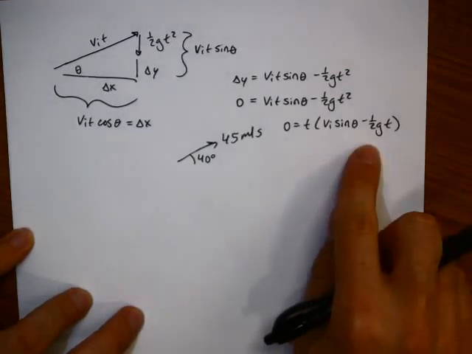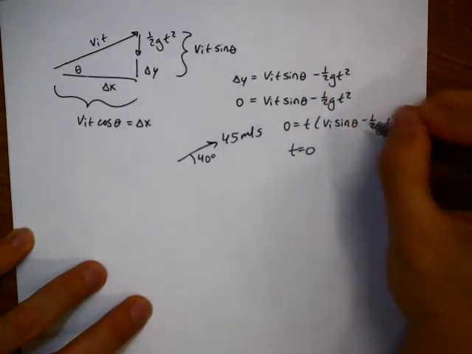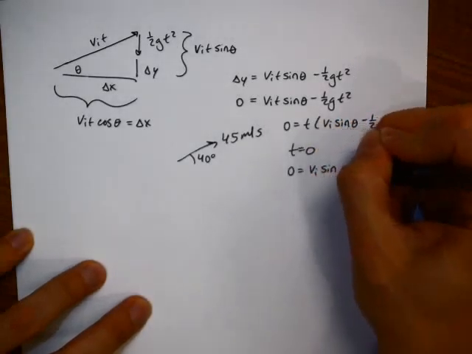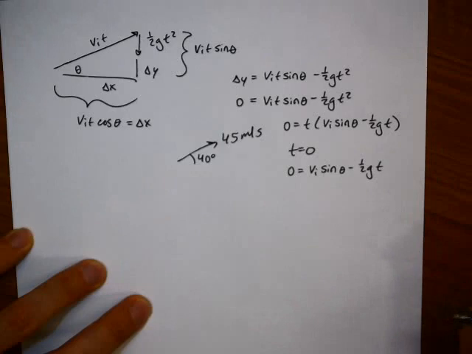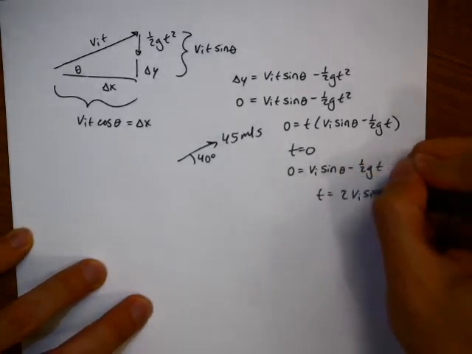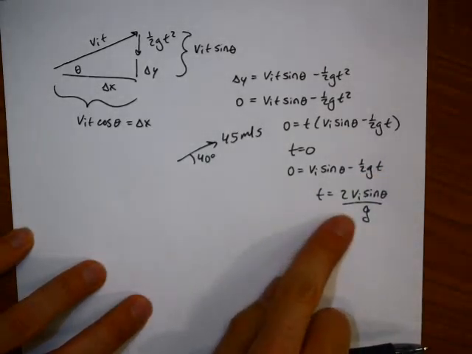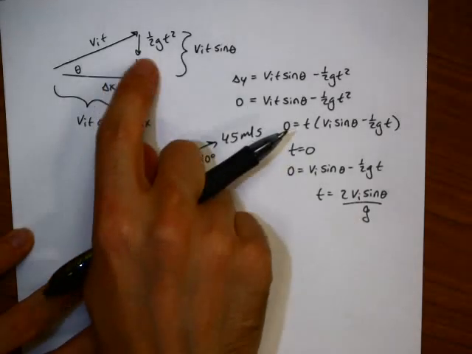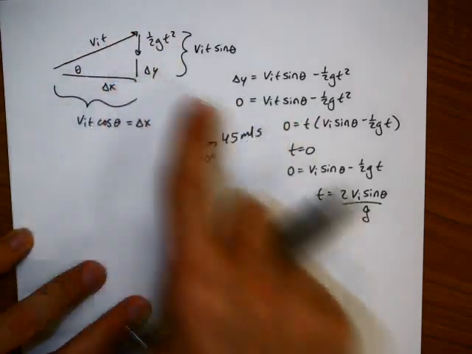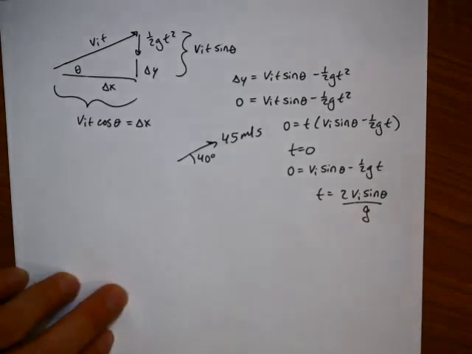This is a quadratic with two roots. One of the roots is t equals 0. The other one is this thing in parentheses equals 0. Solving for t, t would equal 2 vi sine theta over g. Yes, you can memorize this, but it's better, in my opinion, at least at the beginning, to draw this picture, memorize the picture, and work this out every time. So this is the time it takes for the object to land.